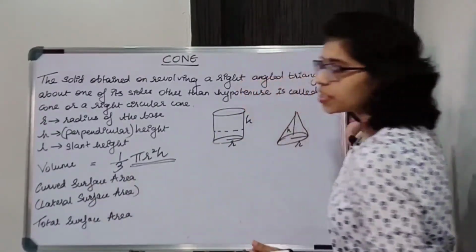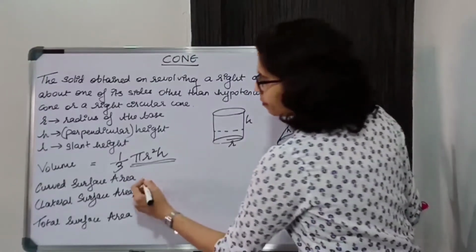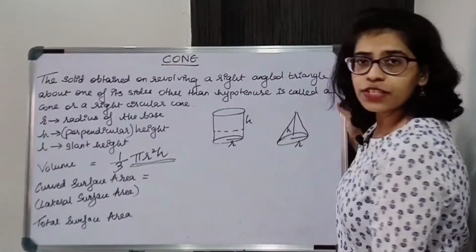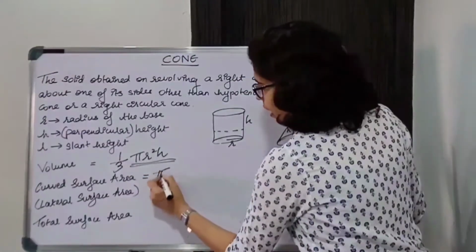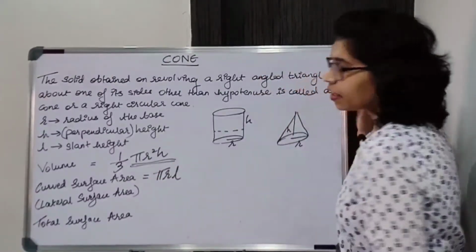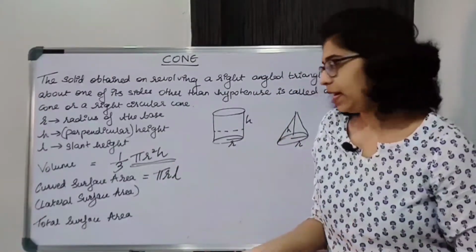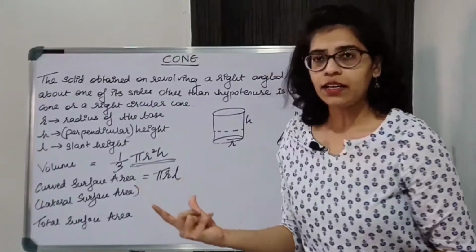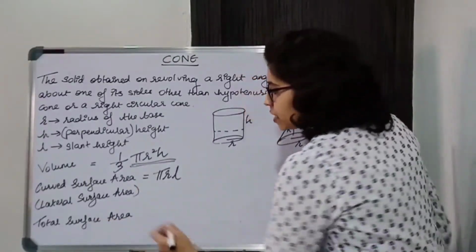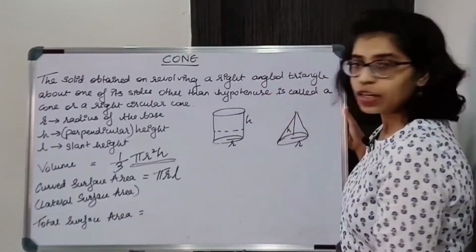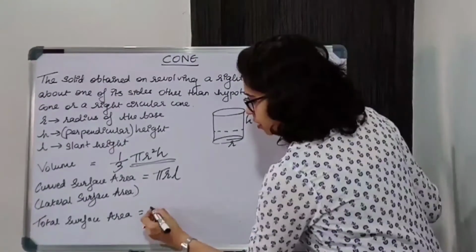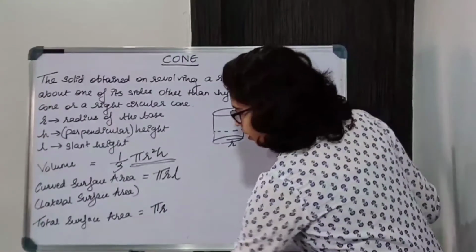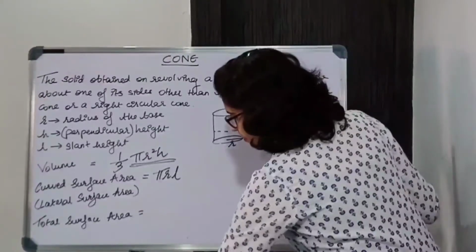Now coming to the curved surface area or lateral surface area of the cone. Lateral surface area of the cone is pi r L. How? I'll explain it to you in a while. So it is pi r L. Total surface area: curved surface area, pi r L, that is the curved surface area.